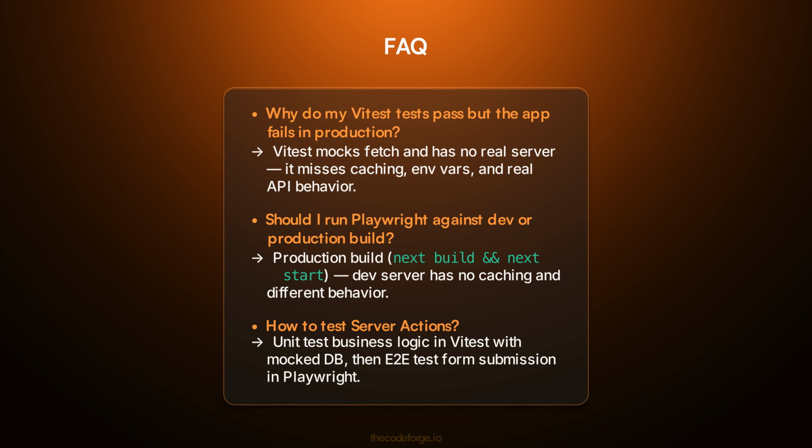Should I run Playwright against dev or production build? Production build, next build and next start. Dev server has no caching and different behavior. How to test server actions? Unit test business logic in Vitest with a mocked DB, then E2E test form submission in Playwright.